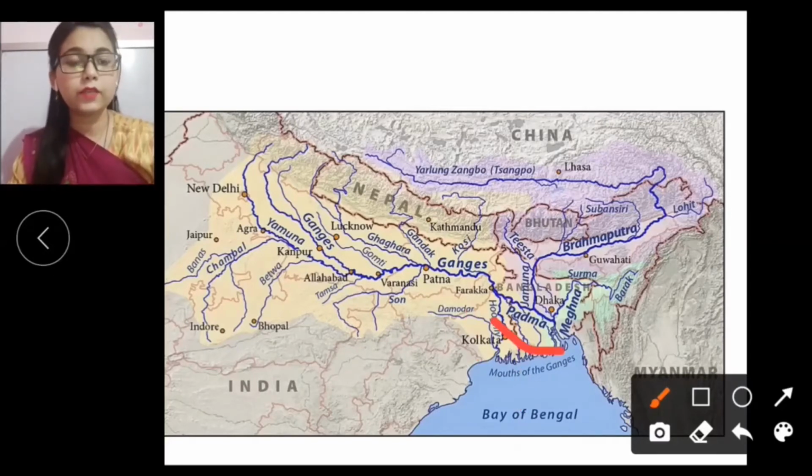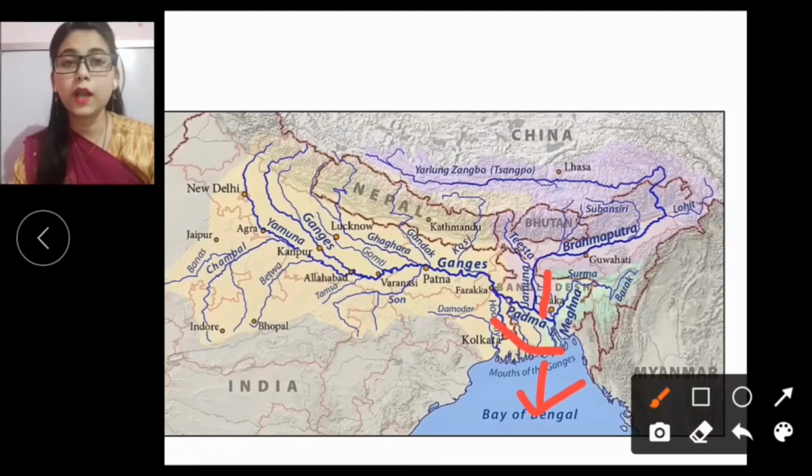Now students, can you see the Jamuna river? Yes. Here the Padma river, when it enters Bangladesh, joins the Jamuna river. The Jamuna is a different river and the Yamuna is a different river. This Jamuna river is the main branch of the Brahmaputra before entering the Bay of Bengal.